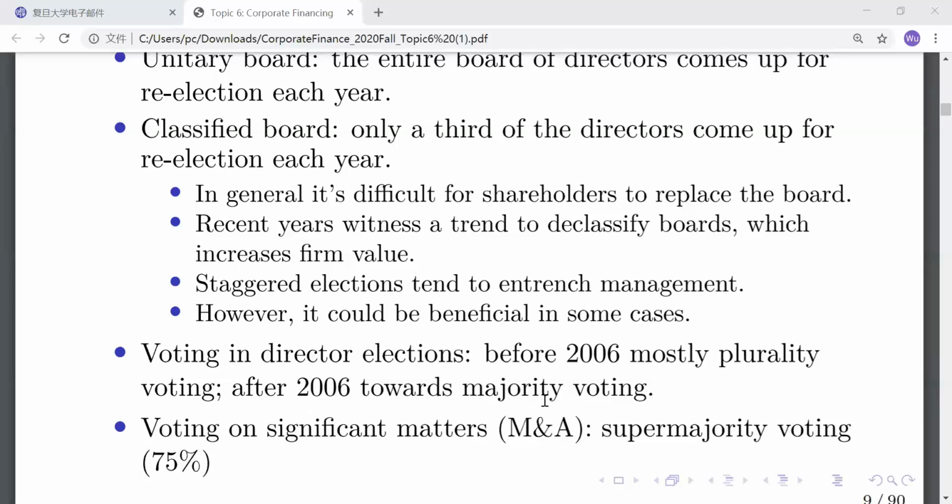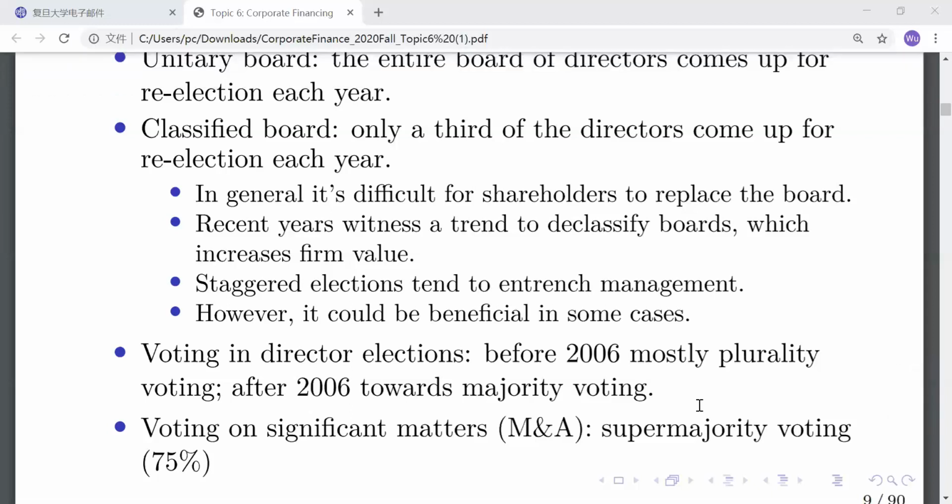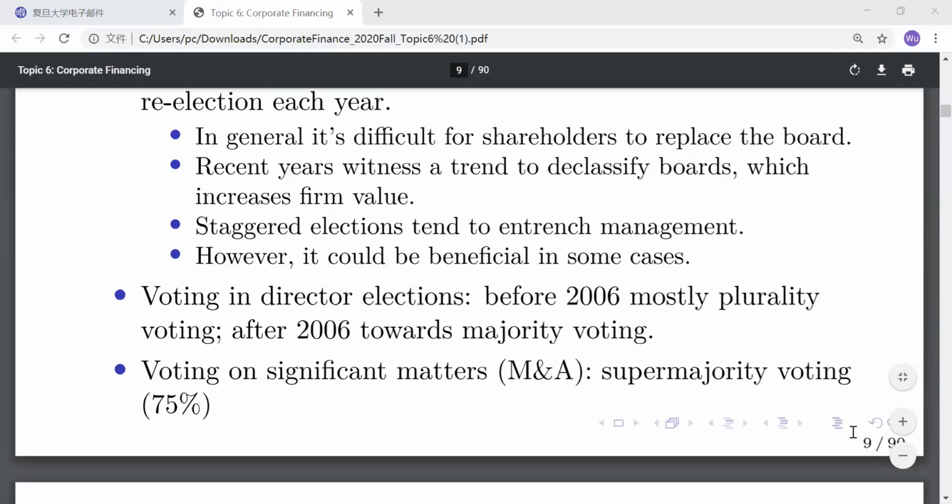Also, shareholders have voting power on significant matters like mergers and acquisitions. In many cases, there will be a supermajority voting rule, which means that as long as the shareholder votes exceed 70% of the total votes, then the issue is approved.